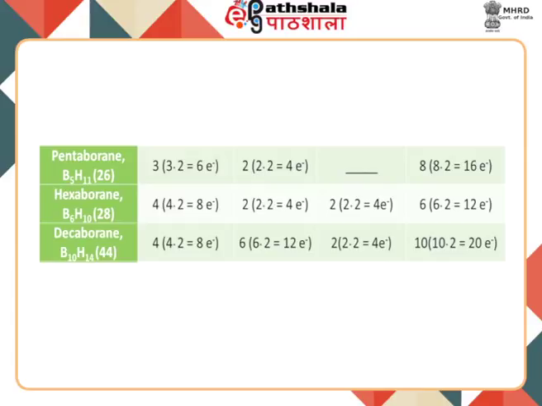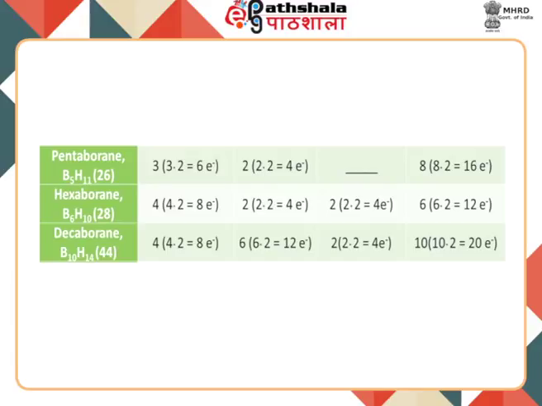In hexaborane, that is B6H10, the total number of electrons is 28. Out of that, 4 are the BHB bonds and 2 are the BBB bonds, which are taking 4 electrons. And finally, in decaborane, that is B10H14, we find that there are 4 BHB bonds and 6 BBB bonds.